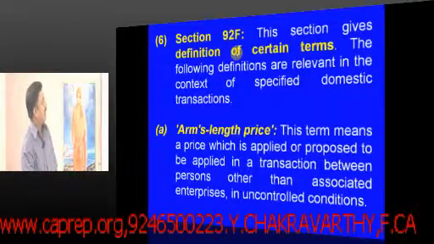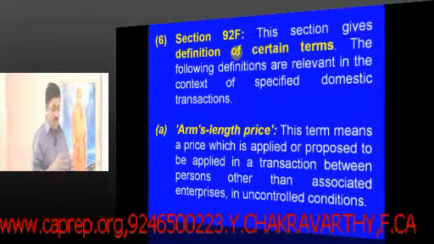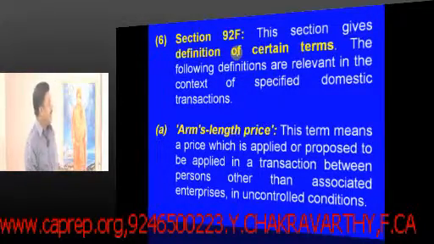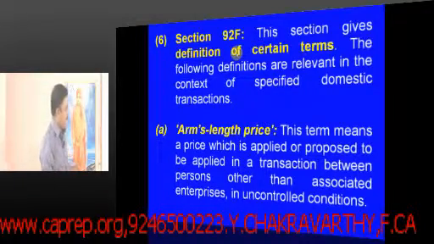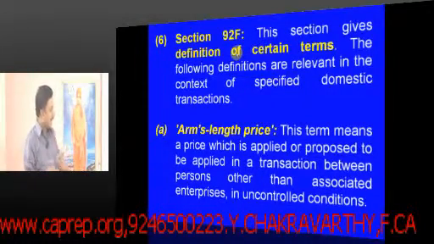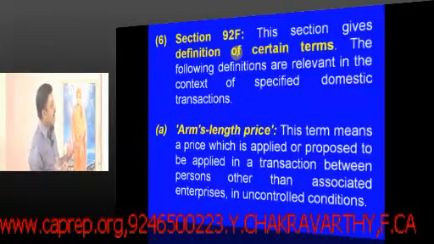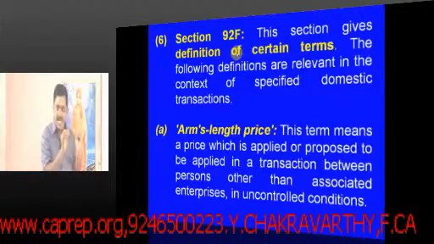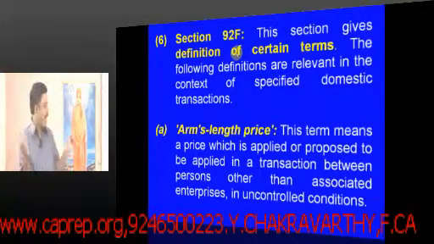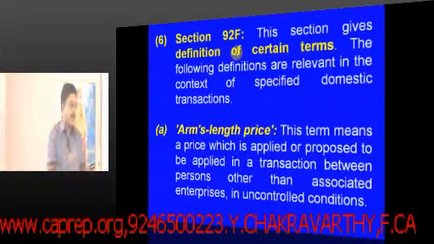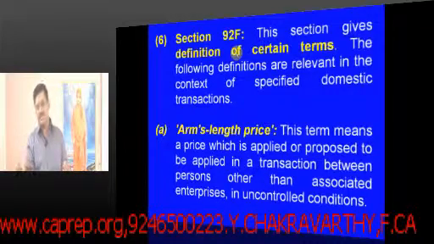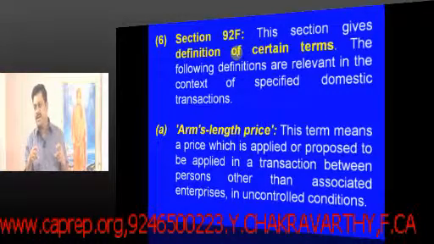Then friends, what do you mean by arm's length price? Who said so? 92F says so. So this term means a price which is applied or proposed to be applied in a transaction between persons other than associated enterprises in uncontrolled conditions. So what is arm's length price? First thing is, it is a price at which a transaction happens between two unrelated parties under uncontrolled conditions. Uncontrolled means there is no influence of the other person on us in deciding the price.